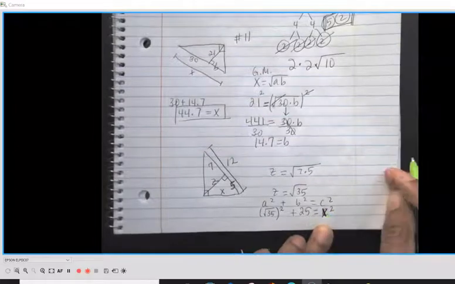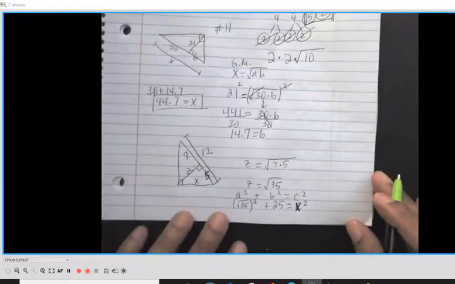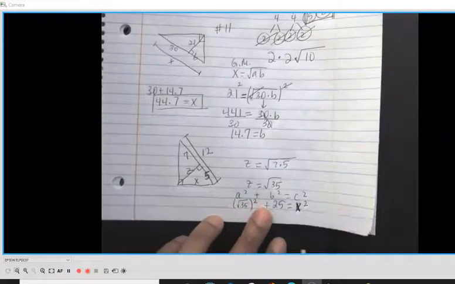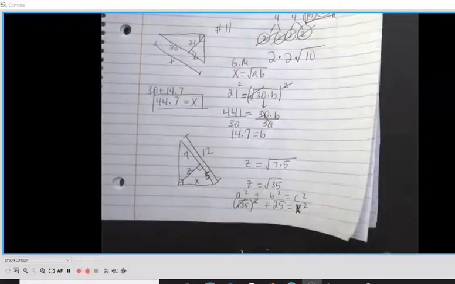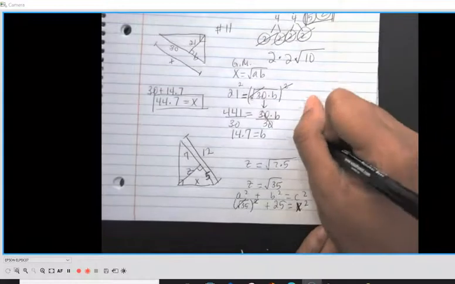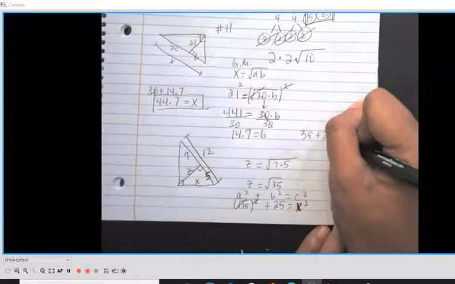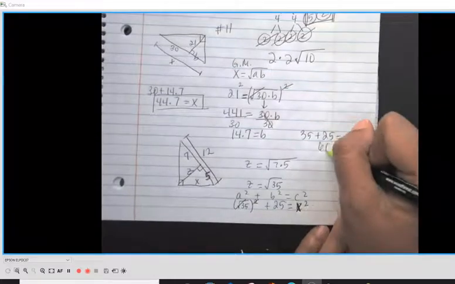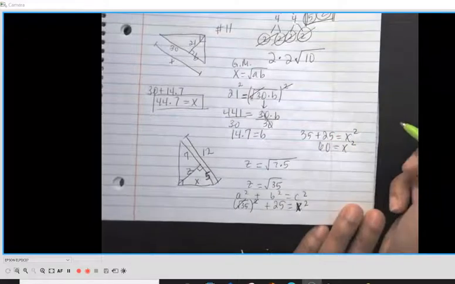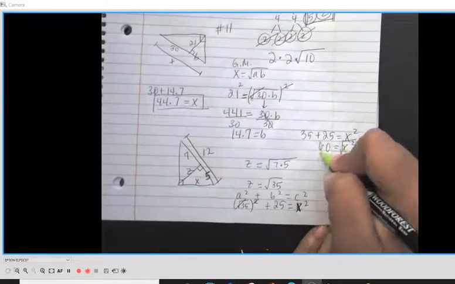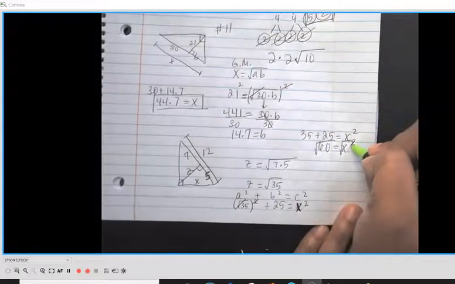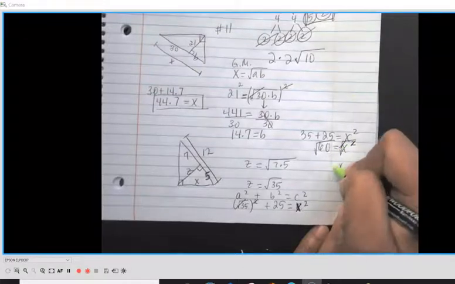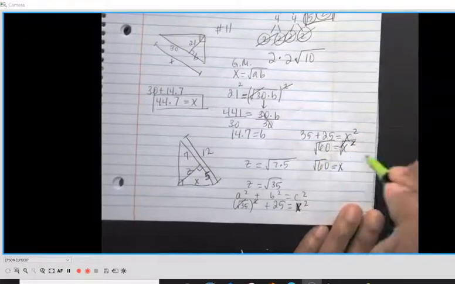That's the hypotenuse. Alright, so now when I do this math, remember square roots and squares cancel out. So this value here is just going to be 35 plus 25 equals x squared. And 35 plus 25 is 60, equals x squared. And I'm trying to solve for x. So I'm going to take the square root of both sides to get that square off of the x. So x is equal to the root of 60.